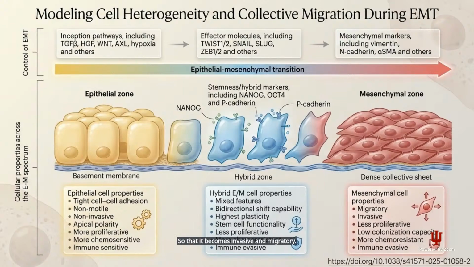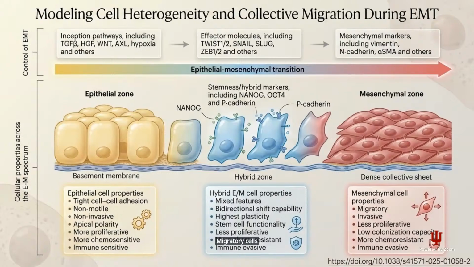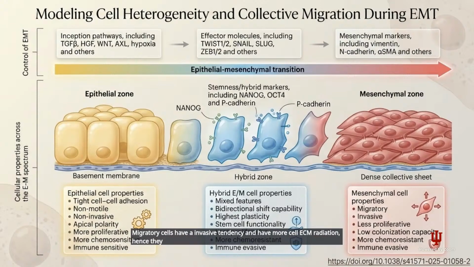Epithelial cells are those cells that have high cell-cell adhesion and less cell-ECM adhesion. Therefore, they tend to bind to a cell of the same type, whereas mesenchymals are more migratory cells that have an invasive tendency and have more cell-ECM adhesion. Hence, they can break down the ECM around them, creating a pathway for the cells to start to invade.